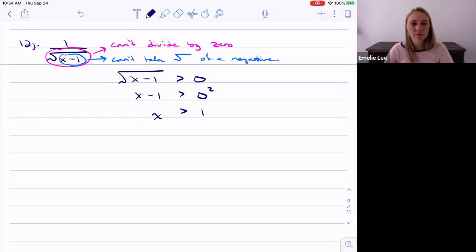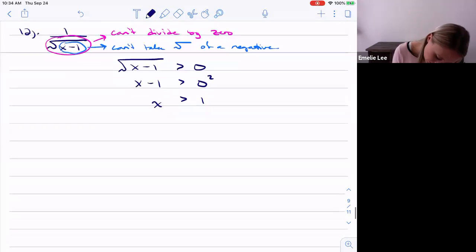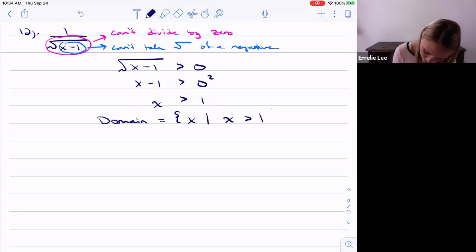which means that x must be greater than or equal to 0 plus 1. And if we just check it, if we let x be 2, 2 minus 1 is 1. The square root of 1 is allowed, right? Whereas on the opposite side, if x is 0, then I've got 0 minus 1. I'm taking the square root of a negative number, which is not allowed. So it checks out. So the domain here is the set of x's such that x is greater than or equal to 1.